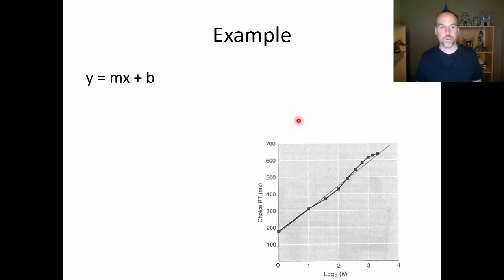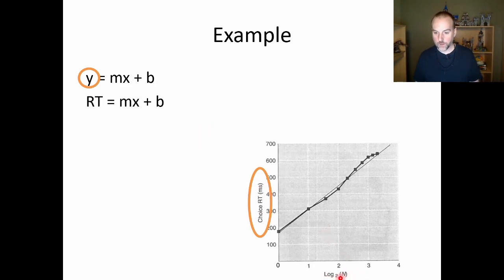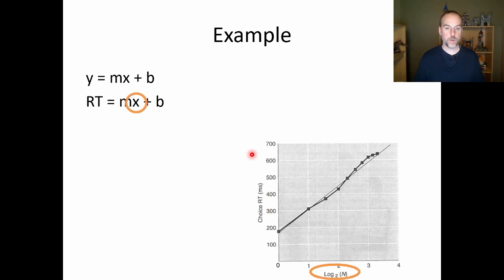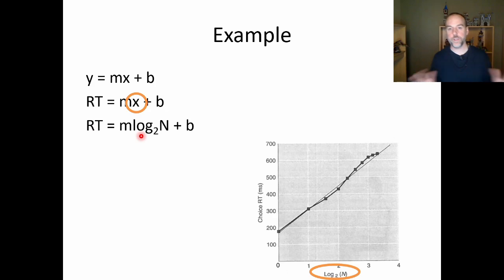Okay, so we want to solve the Hick-Hyman Law for these data. So y, remember, is just reaction time. We'll plug that in. X is log base 2 of n. It's just the label of our x-axis. So we're going to plug that in. And there we go. We haven't even had to really look at the data yet, and we can already solve x and y. And they're always going to be the same for Hick-Hyman Law. For the slope and the y-intercept, we need to look at the actual data.